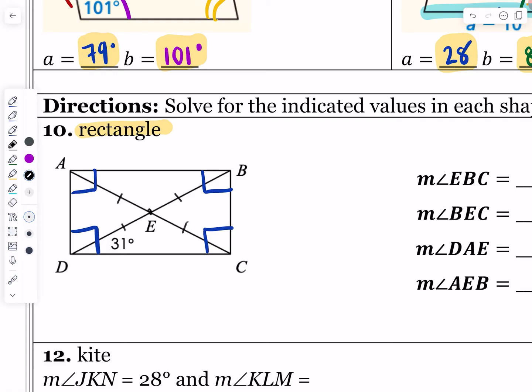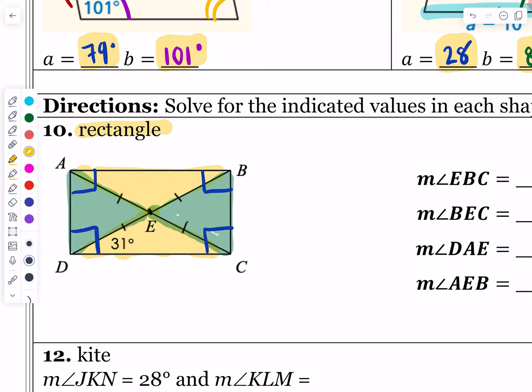So what this does is it creates 2 different isosceles triangles that are going to be congruent. These two green ones are going to be congruent to each other, this one and this one. So I can copy that left side to that right side. And then I can copy this bottom triangle, this isosceles triangle, with a 31 in it, to the top.